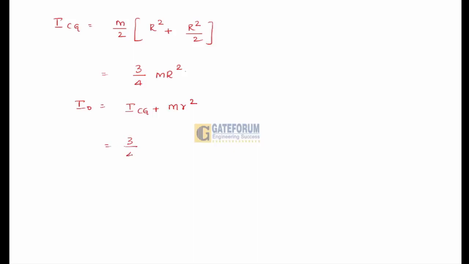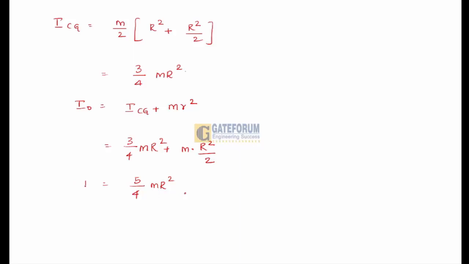Now I CG is equal to M by 2 into R square plus R square by 2. This becomes 3 by 4 MR square. So we know that I naught is equal to I CG plus MR square. I CG is 3 by 4 MR square plus M into R square by 2. This will be 5 by 4 MR square.